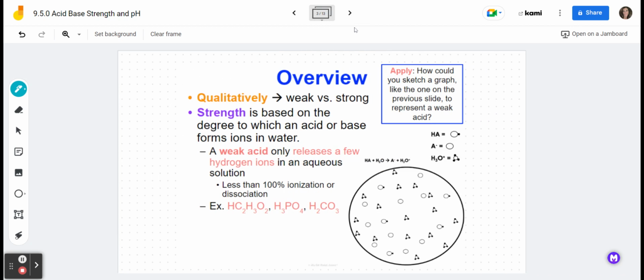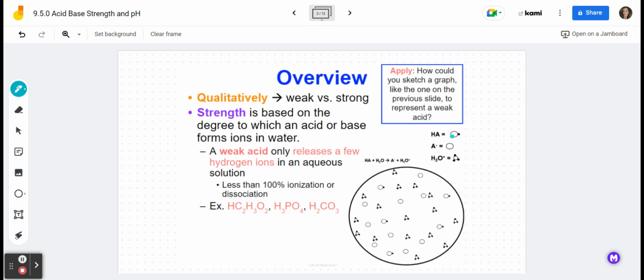Strength is based on the degree to which an acid or base forms ions in water. So a weak acid is only going to release a few hydrogen ions. It's going to release some, and so when you test it with a conductivity tester, you're going to see it light up. But if it's the light bulb one where you have a degree of brightness, it's going to be pretty dim. So you're going to have less than 100% ionization or dissociation.